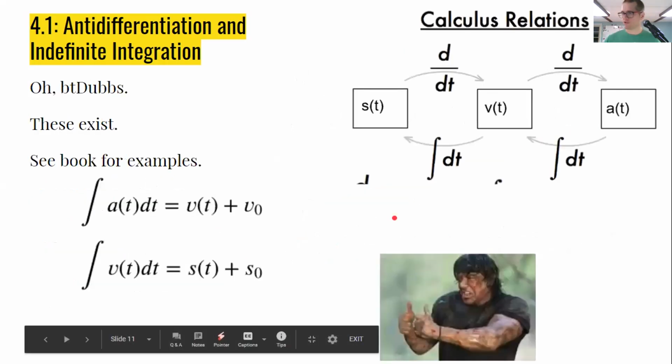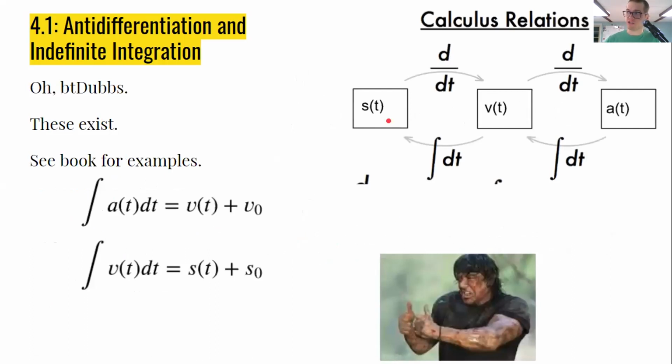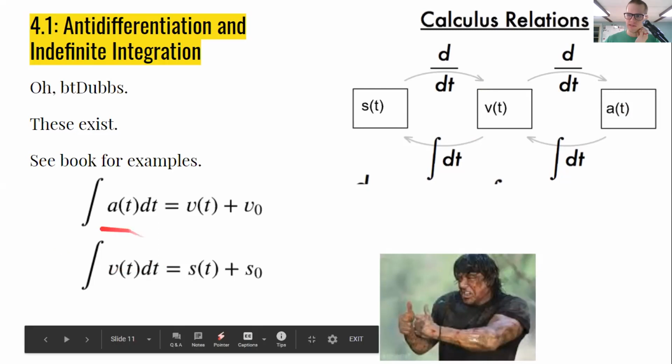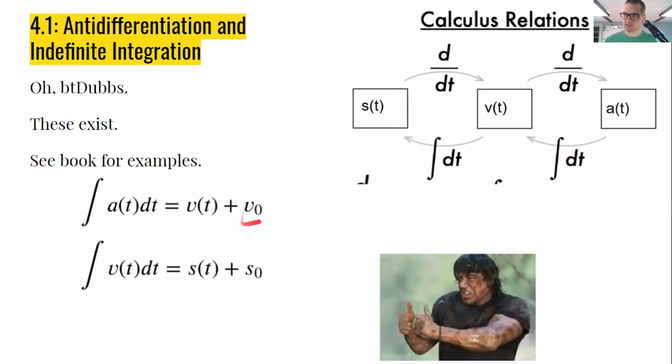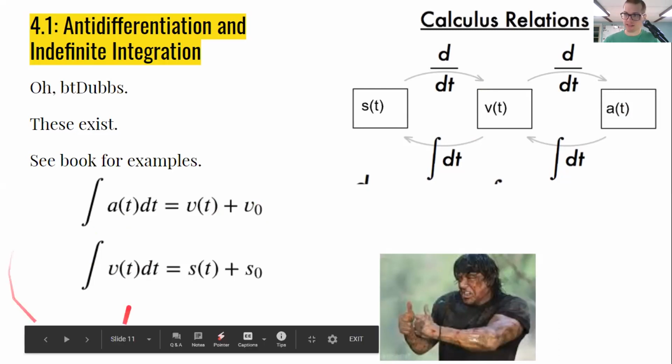Earlier in the year, I shared this with you. The derivative of position is velocity. The derivative of velocity is acceleration. You can go the other way too. So the antiderivative, or the indefinite integral, of acceleration is velocity. The indefinite integral of velocity is position. Technically, it's a little bit more. The indefinite integral of acceleration with respect to time is velocity plus initial velocity, because initial velocity should be a constant, which is why that makes sense. The antiderivative of velocity with respect to time is position plus initial position.